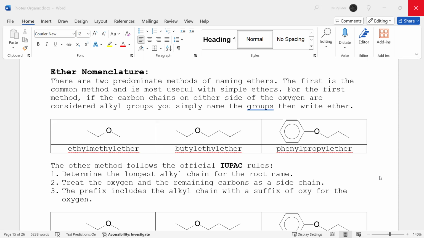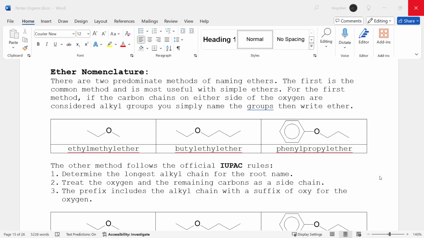The next one is butyl ethyl ether. That's because on one side there's 2 carbons and on the other side there's 4 carbons. The next one is phenyl propyl ether, and that's because on one side there's a benzyl group or a phenyl group, and on the other side there's 3 carbons attached at carbon number 1. If it had been attached to carbon number 2 on the propyl group, then it would have been phenyl isopropyl ether.